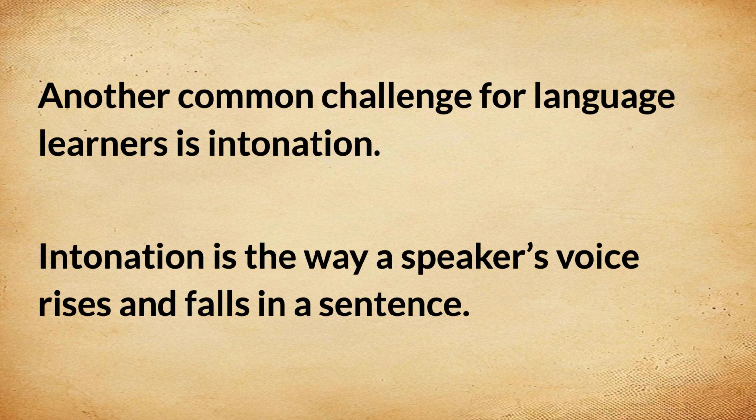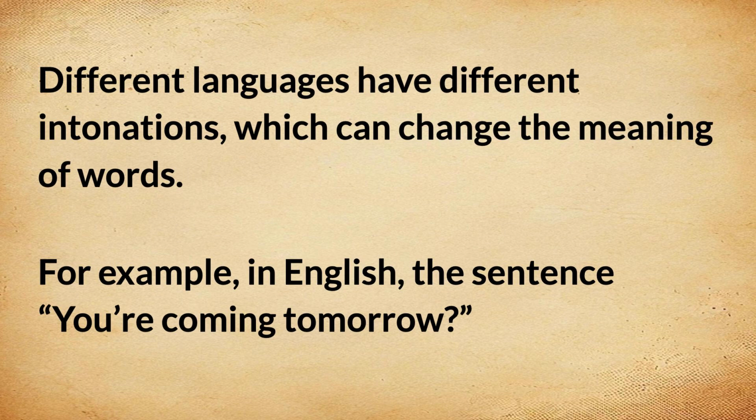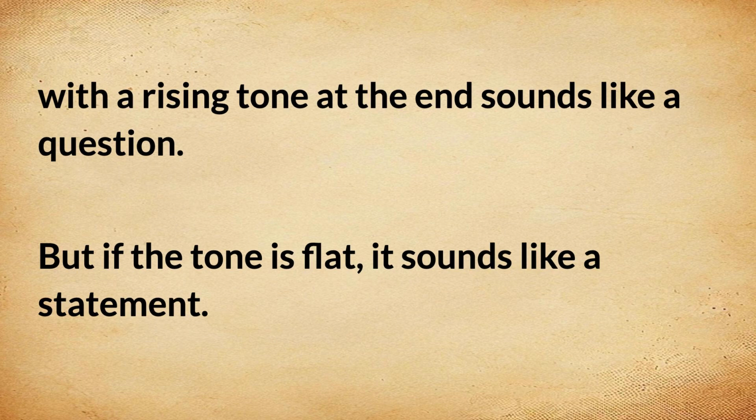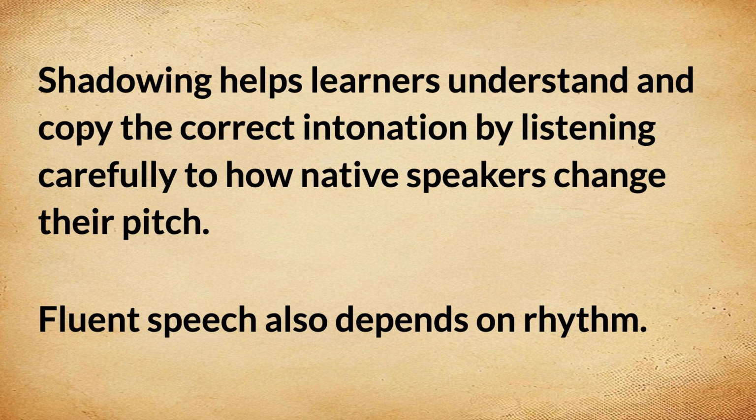Another common challenge for language learners is intonation. Intonation is the way a speaker's voice rises and falls in a sentence. Different languages have different intonations, which can change the meaning of words. For example, in English, the sentence, "You're coming tomorrow?" with a rising tone at the end sounds like a question. But if the tone is flat, it sounds like a statement. Shadowing helps learners understand and copy the correct intonation by listening carefully to how native speakers change their pitch.